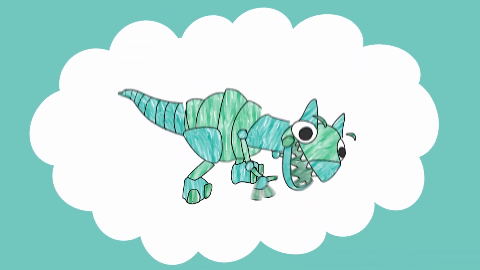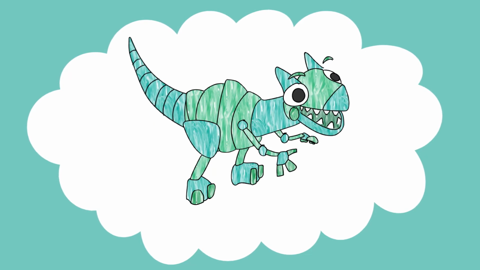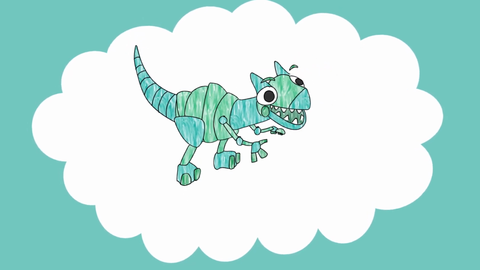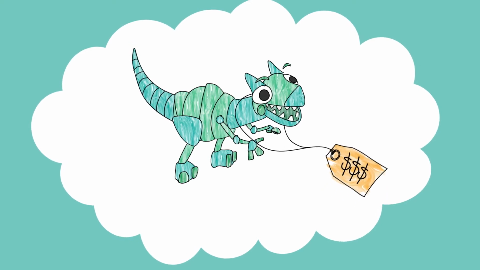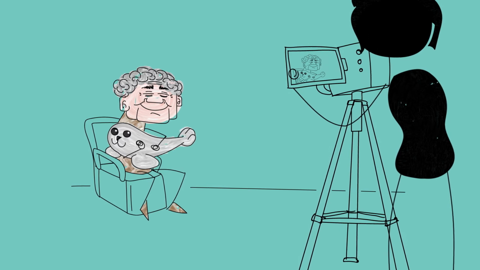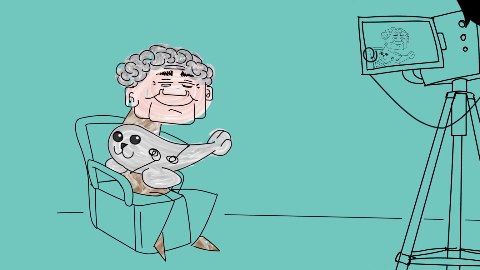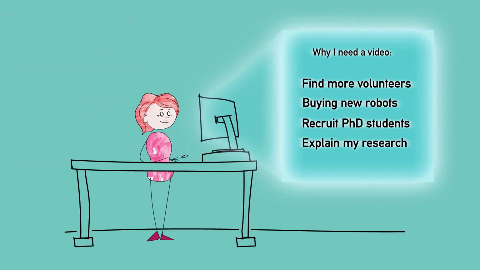A new social robot just hit the market, and Polly's keen to test it out in her lab. But robots are expensive, and she hasn't got the funds for it. A video, however, could help her raise money to buy new robots. Polly realises that buying new robots is her most important need.